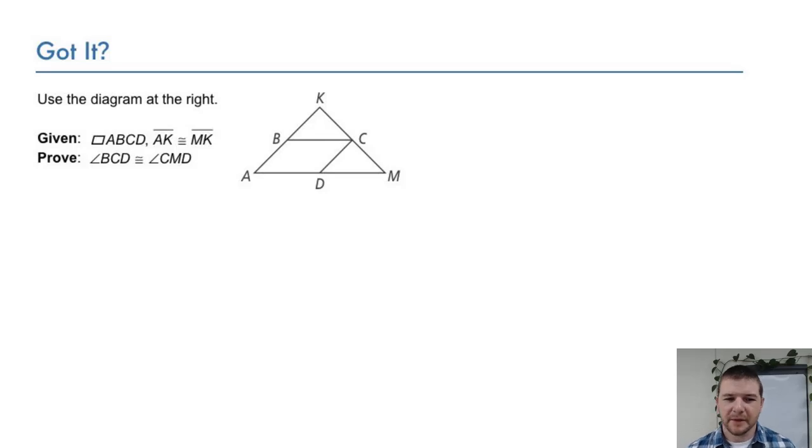Your turn. Use the diagram at the right. Given parallelogram ABCD and that segment AK is congruent to segment MK, prove angle BCD is congruent to angle CMD.